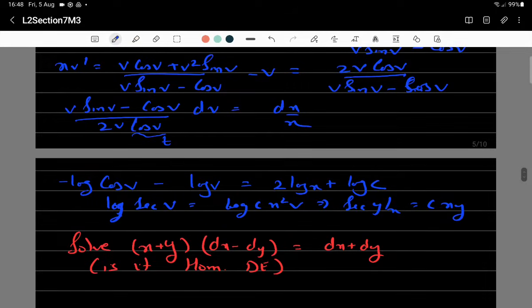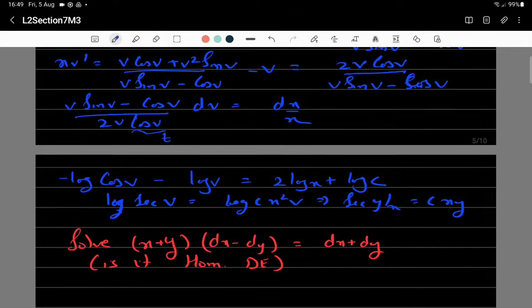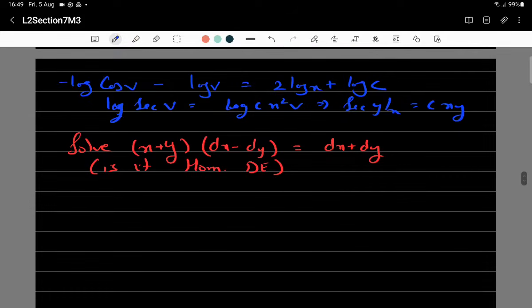Now let's move to the next question. It says that (x plus y) dx minus dy is equal to dx plus dy. So the first step is, is it a homogeneous differential equation? If yes, then we know how to solve it. If it is not, then how to solve it. So first try to simplify it and write it in the form of M dx plus N dy.